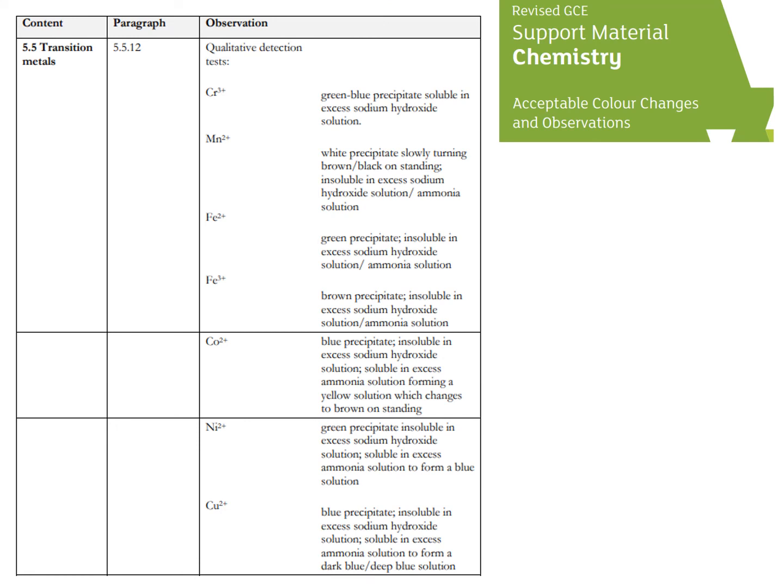Don't forget that SIA provides the acceptable colour changes and observations document in the support section in the website. So if you have a look here, you can see the table for transition metals and the qualitative detection tests with colours and observations that you would be expected to give in an exam.